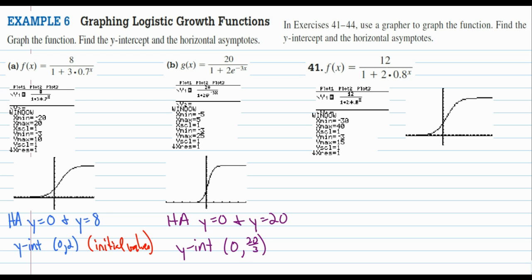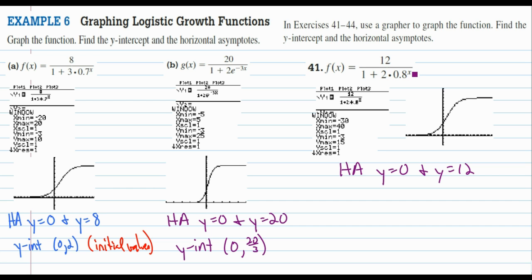The now try problem for example 6 is number 41. You can see right off the bat that I've got a limit to growth of 12. My base value down here in the bottom is definitely less than 1, so I can tell you this is logistic growth. I can also tell you that the horizontal asymptotes are going to be y equals 0 and y equals 12. I did the graph already, so there's your lower horizontal asymptote, here's your upper horizontal asymptote, or your limit to growth. The y-intercept I can see is about 1, 2, 3, maybe about 4.